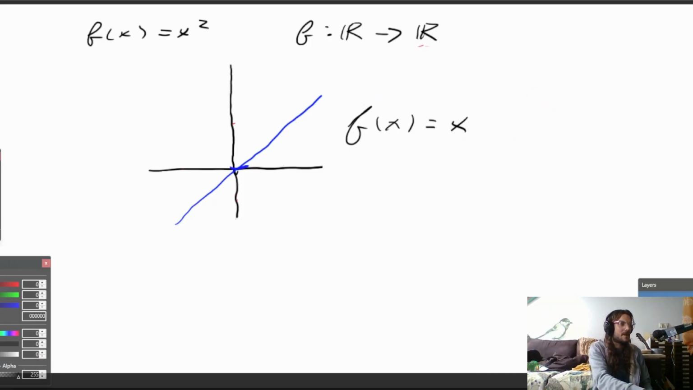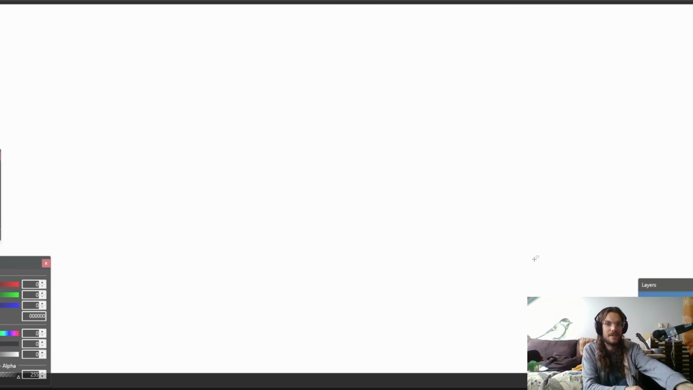But maybe a more interesting function would be this one, x to the third. So this is actually a bijective function. f of x is x to the third, because it doesn't reach any point twice, and it reaches every point in the real axis, so it maps the real line to itself.